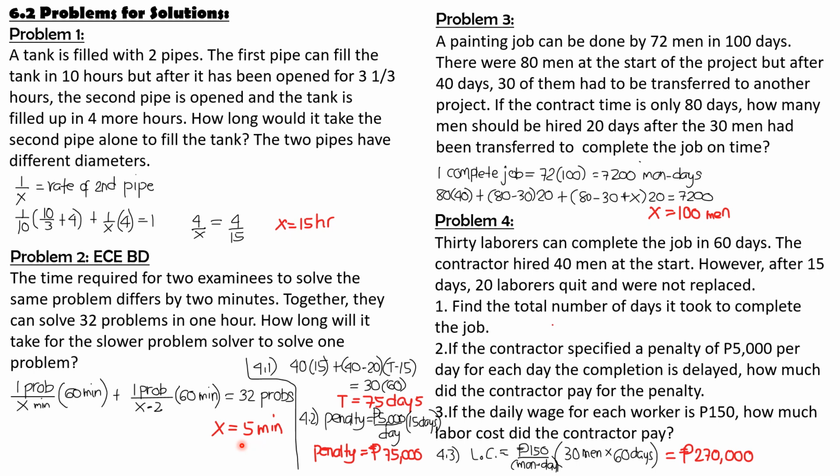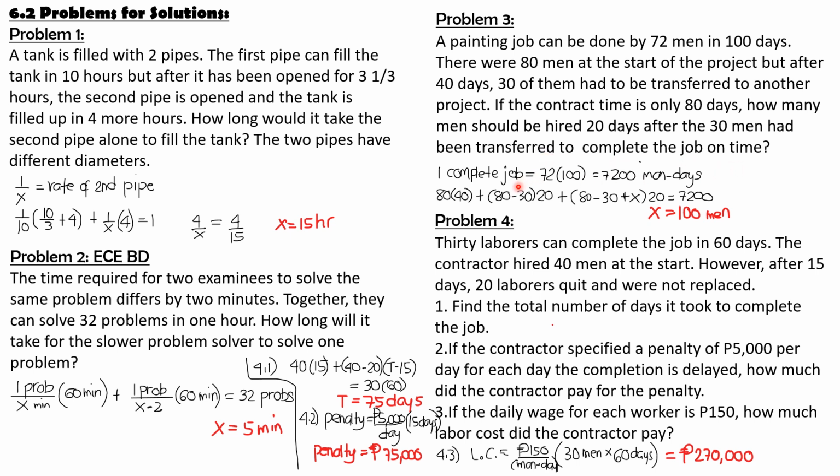Then problem 3, a painting job can be done by 72 men in 100 days. There were 80 men at the start of the project, but after 40 days, 30 of them had to be transferred to another project. If the contract time is only 80 days, how many men should be hired 20 days after the 30 men had been transferred to complete the job on time?